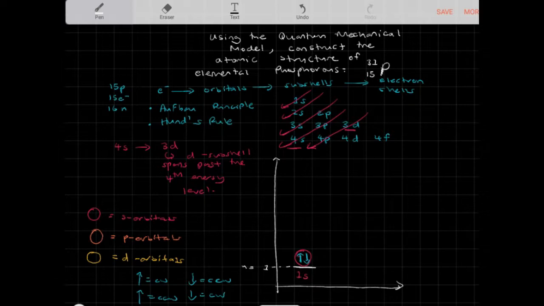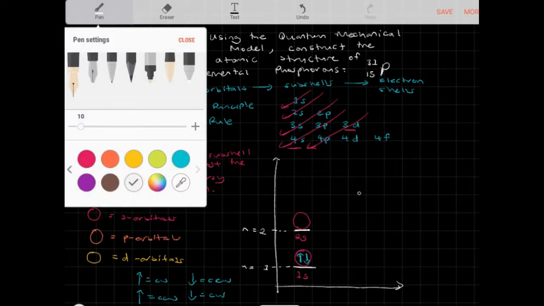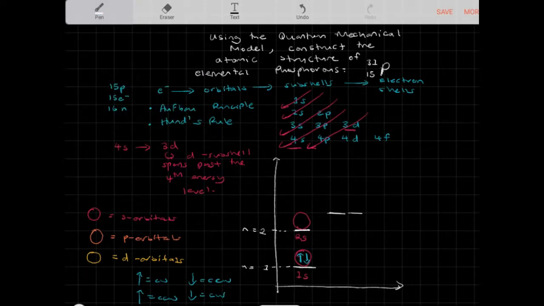The idea here is after we fill the 1s subshell, we then fill the subsequent subshell. So I'm going to move 2 spaces for the subsequent subshell. This is the 2s subshell. In this case, this is the subsequent energy level, the second energy level. In the second energy level, we actually have 2 different types of subshells. One of the subshells here is the 2s, but we'll also have the 2p subshell.